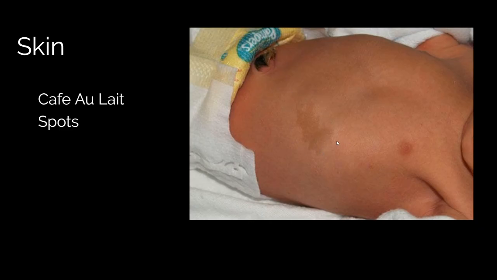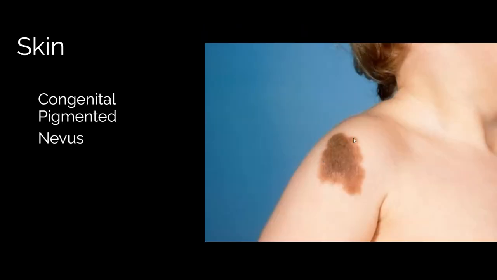Cafe au lait spots, again, totally normal, look kind of like a freckle. Now, if you have 9 or more, have a pediatrician evaluate. It is a sort of a soft marker for neurofibromatosis, but there have to be kind of a lot of them to raise suspicion. Now, this is not a newborn. This is an older child.